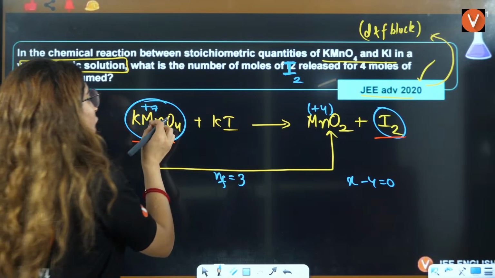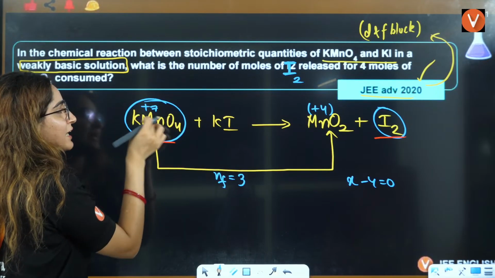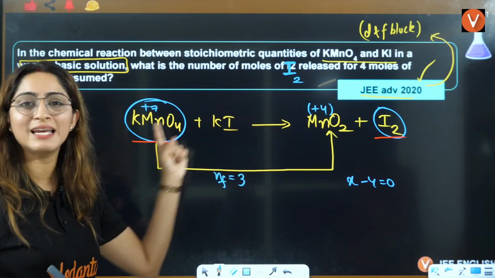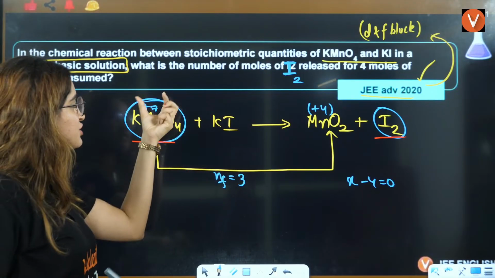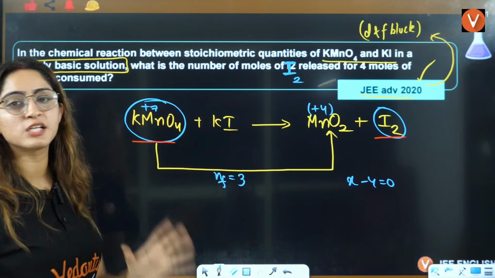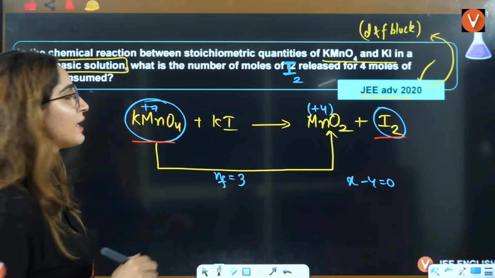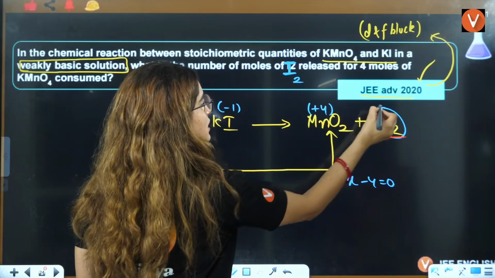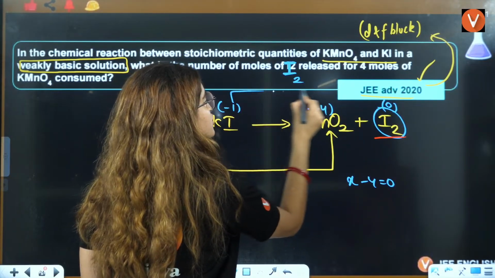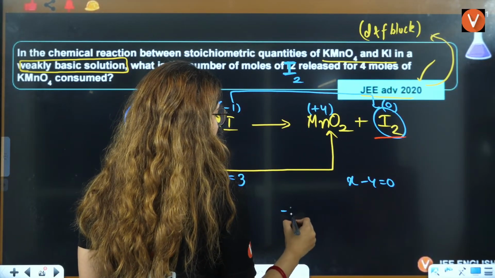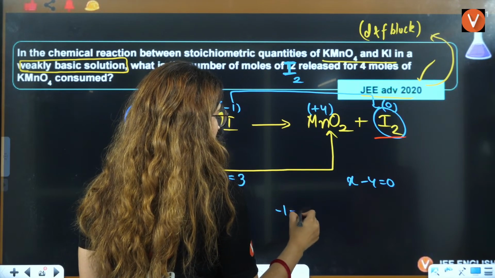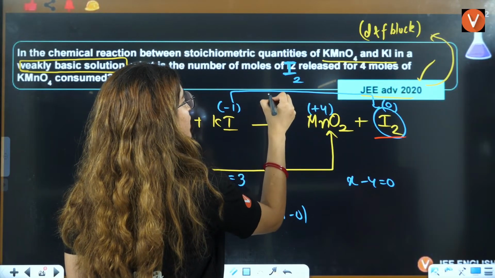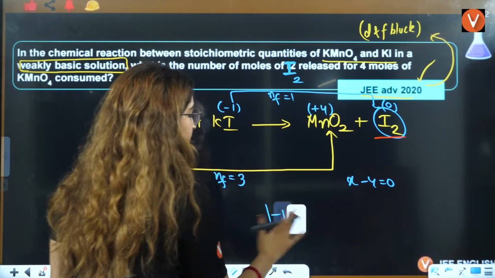Right? Now, this oxidation state is plus 7, this is plus 4. So, for one manganese atom, change in valency is 7 minus 4, that is 3. Right? In this case, you have I negative, that is minus 1. This is 0. Right? So, here the change in valency will be minus 1, 0. So, it is going to be 1. So, N factor is going to be 1.